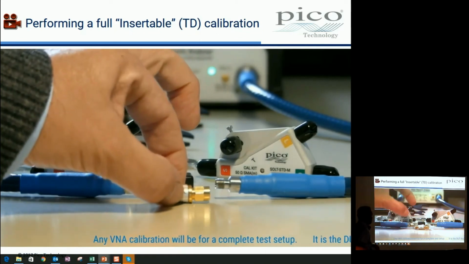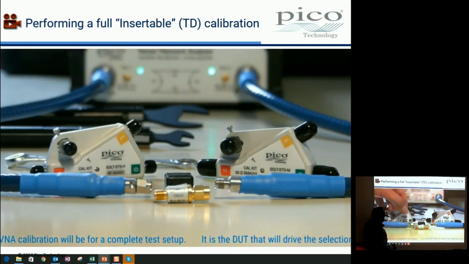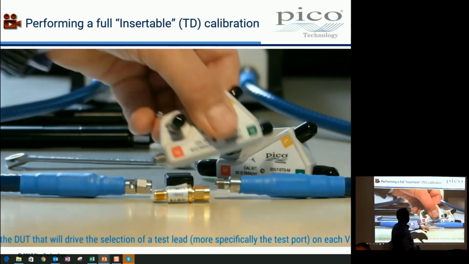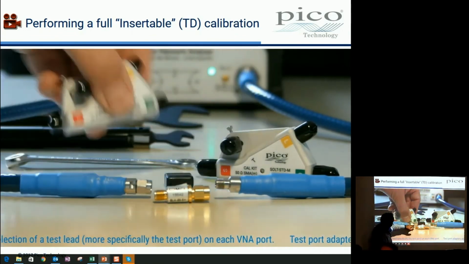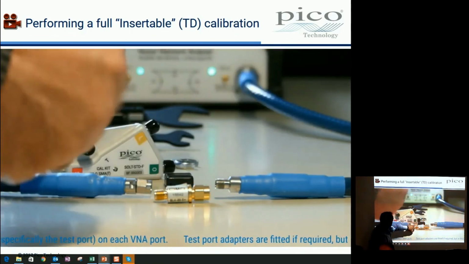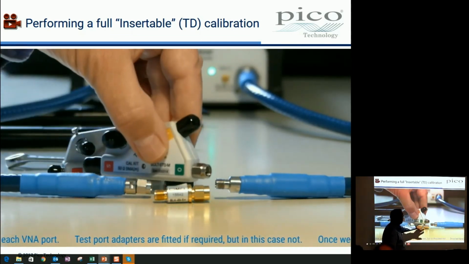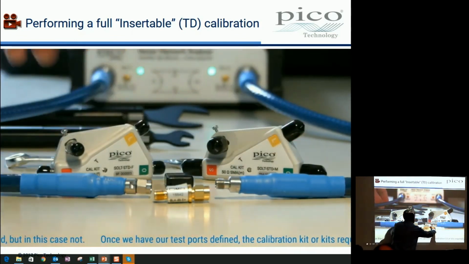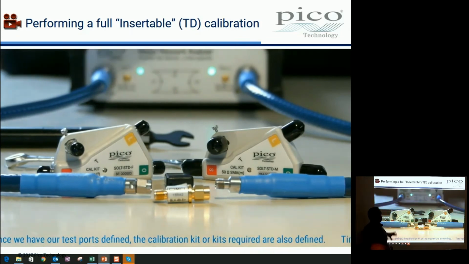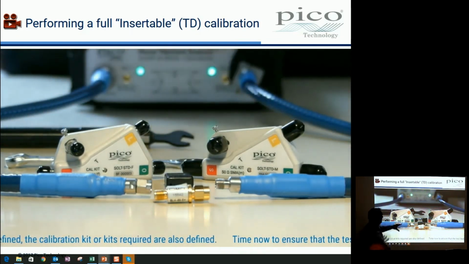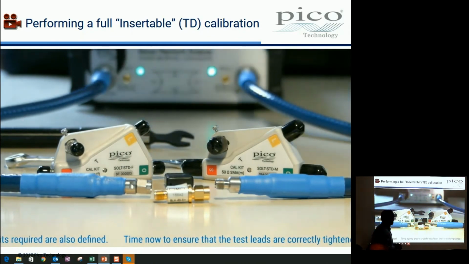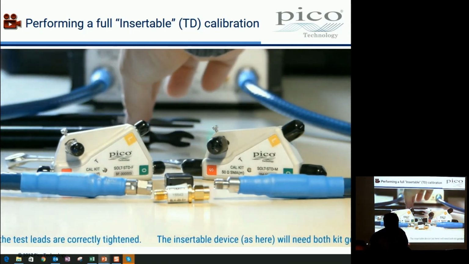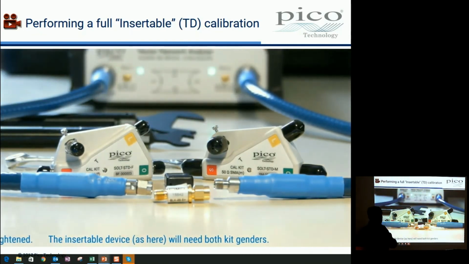Any VNA calibration will be for the complete test setup. So here is my complete test setup with cables. That's what I'm going to try and measure. These are the calibration standards. I'm picking the standards to match the ports, female to go into the male, or vice versa as it is, and likewise. So the ports are matched to the DUT. The DUT therefore determines the cal kits that you require. Because this is an insertable and we've got the two cables with different connectors, we need both cal kits. A lot of cals just need one cal kit. If you're doing two males or two females, you only need one cal kit.